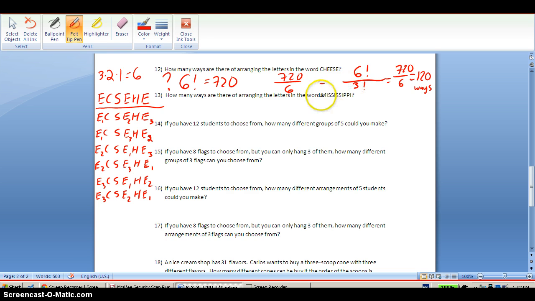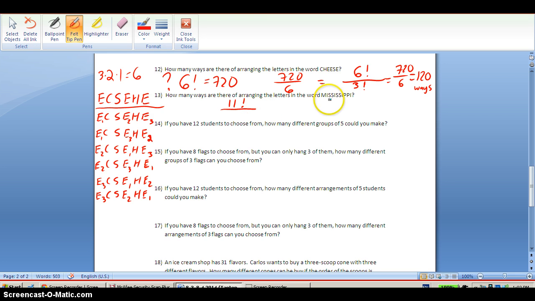So Mississippi, in this case, has 1, 2, 3, 4, 5, 6, 7, 8, 9, 10, 11 letters. So what's the top? If we're going to do this by the same method, we're going to do a fraction. The top part is going to be what? I hope that you come up with 11 factorial. There are 11 letters. Now, the fact that there are some letters repeated means that we're going to end up putting something down in the bottom.